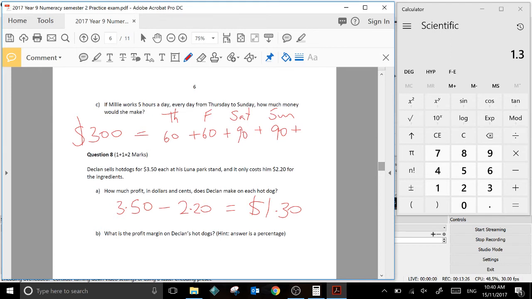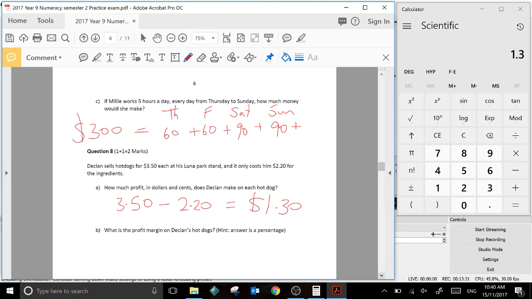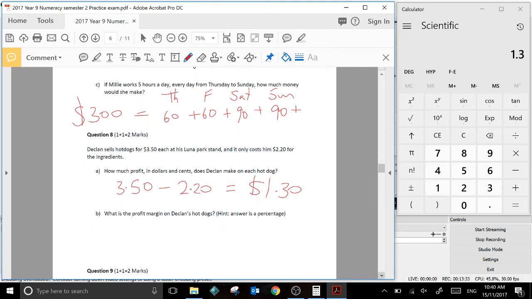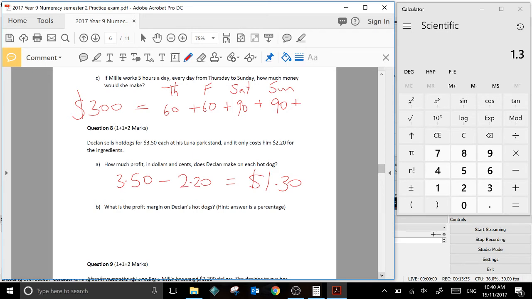Well, what the profit margin is, is what percentage of the money you had to spend do you make out of doing this process. The way to work that is always going to be the profit divided by the cost price. So for Declan, the profit was $1.30 and the cost price was $2.20.